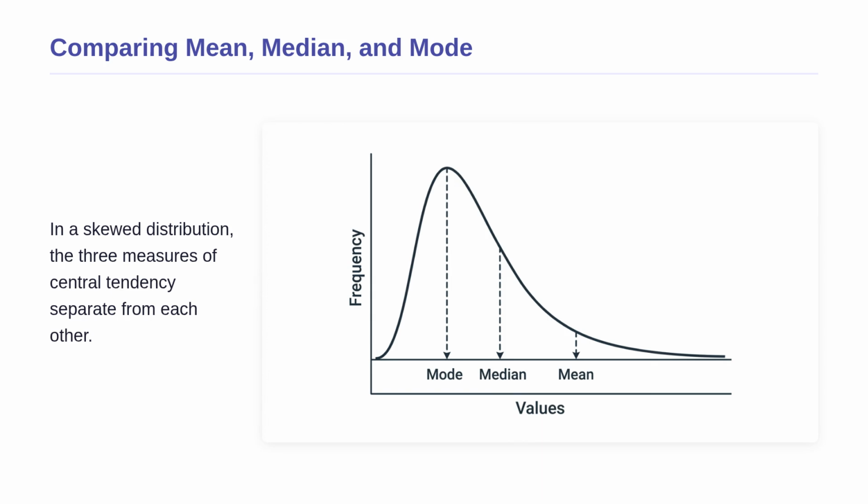As we move to the right into the long tail, we see the median, which splits the data exactly in half. Finally, furthest to the right, we see the mean. The mean has been pulled away from the peak by the extreme values in that long tail. This diagram perfectly illustrates why we must choose our measure carefully depending on the shape of our data.